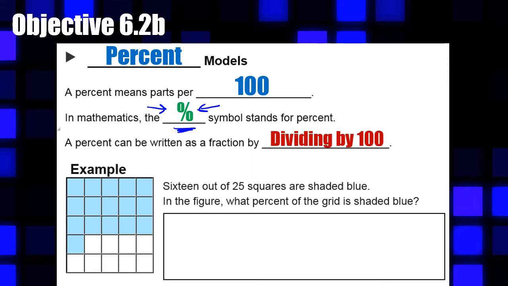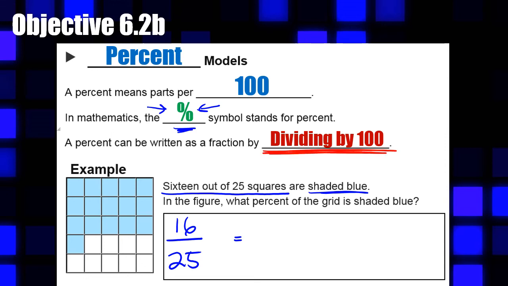And so let's take a look at a couple examples here. So here, 16 out of 25 squares are shaded blue. In the figure, what percent of the grid is shaded blue? So our first step here is it's giving us some information that I'm going to write out as a fraction. I'm going to write that as 16 over 25. And if I want to write this out as a percent, I need to make sure that my fraction has 100 as a denominator. And so if I'm going to write an equivalent fraction, I need to multiply the top and the bottom by the same number.